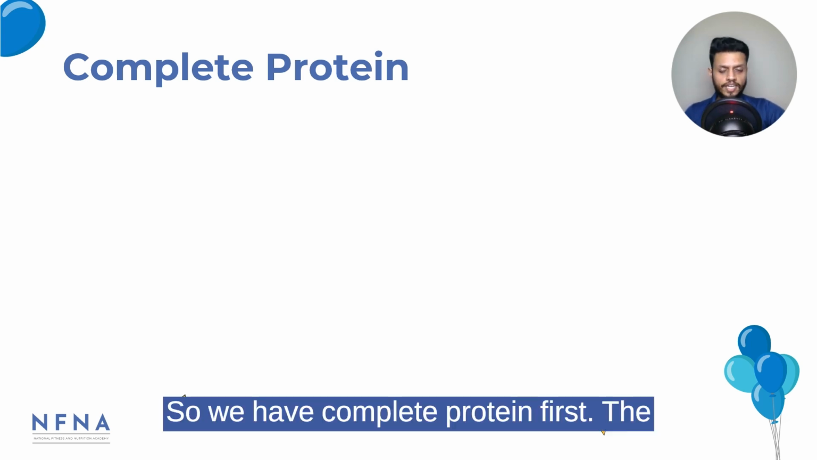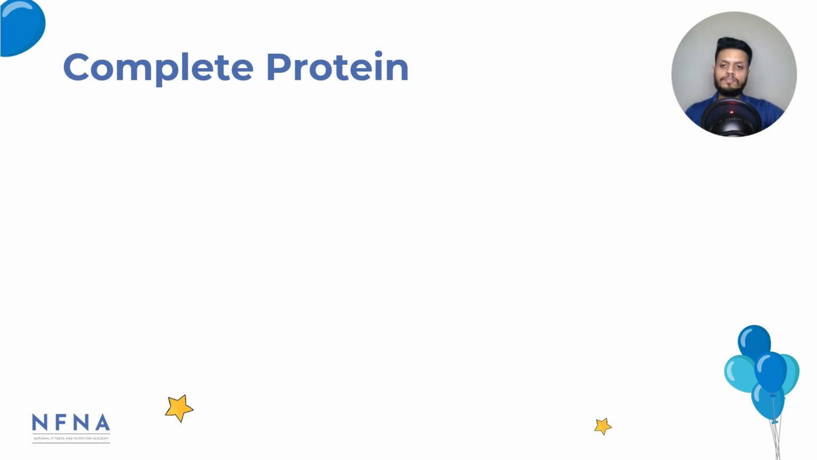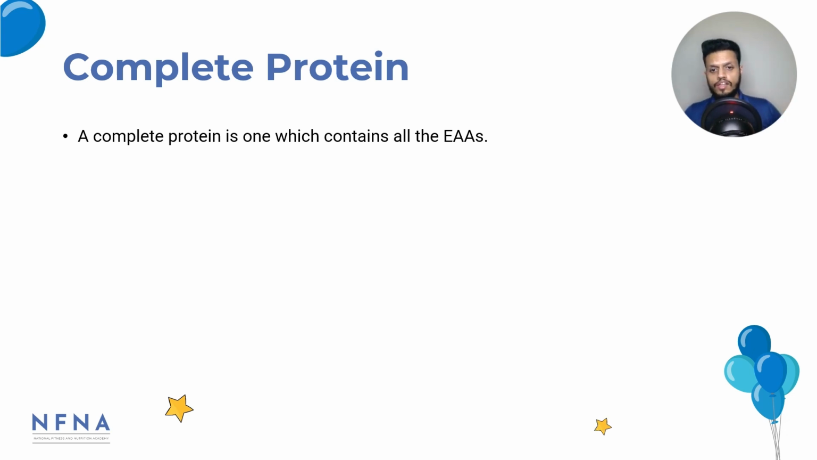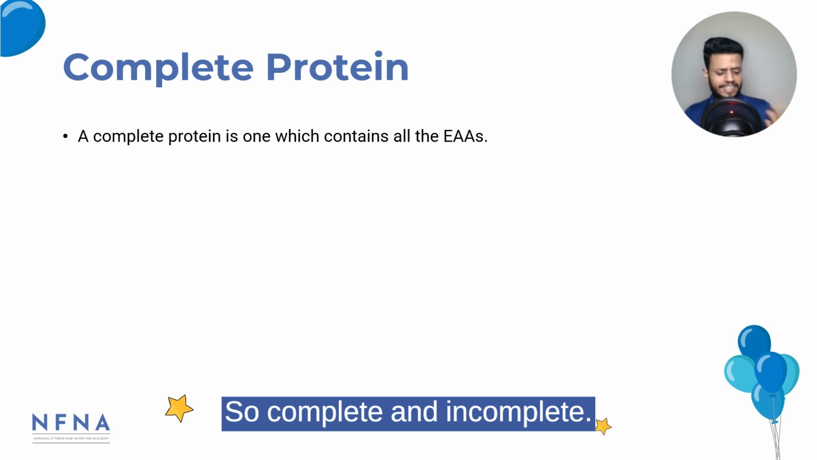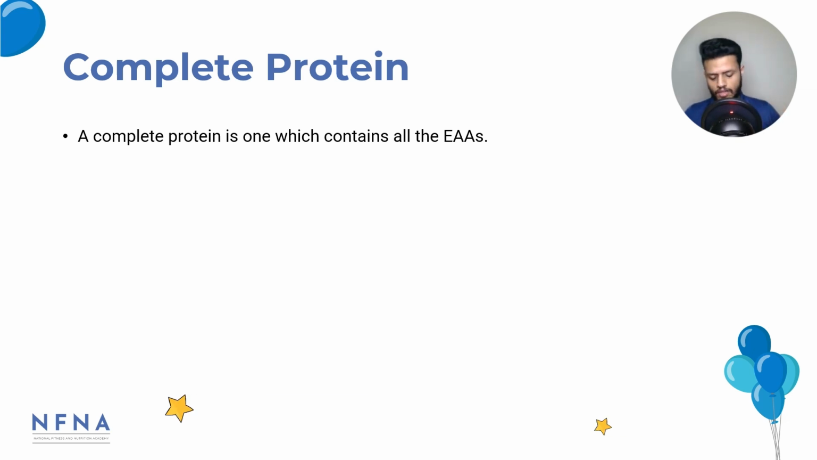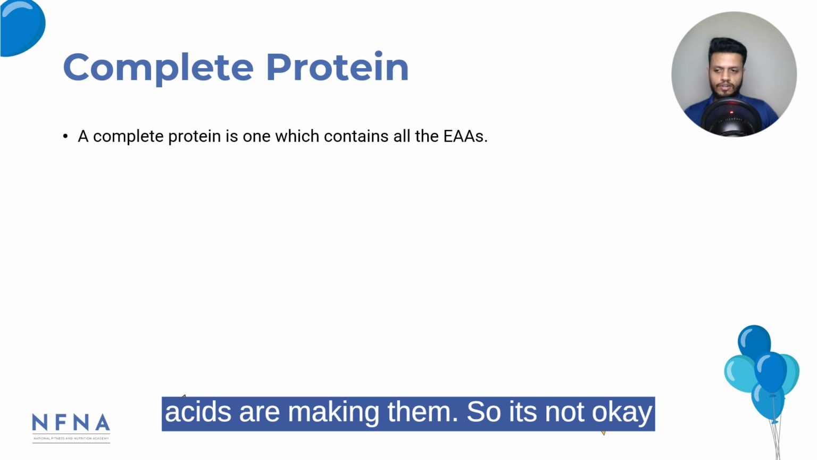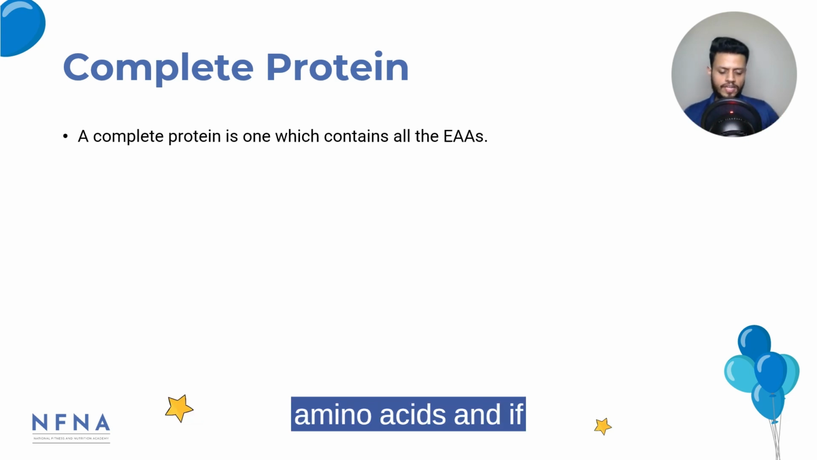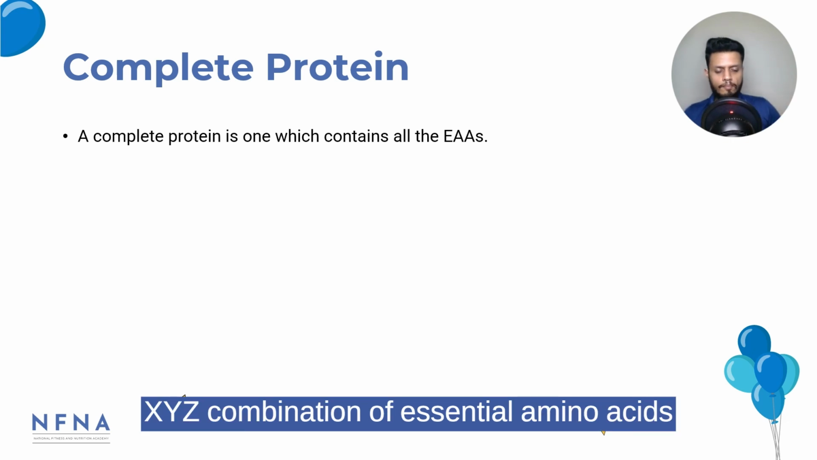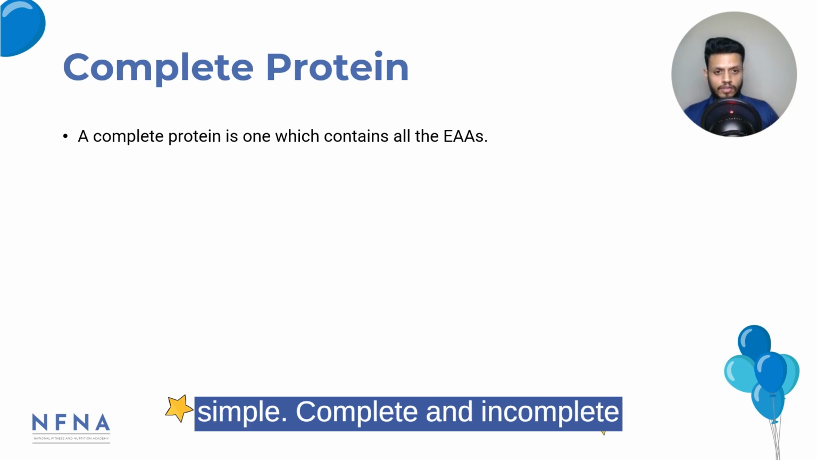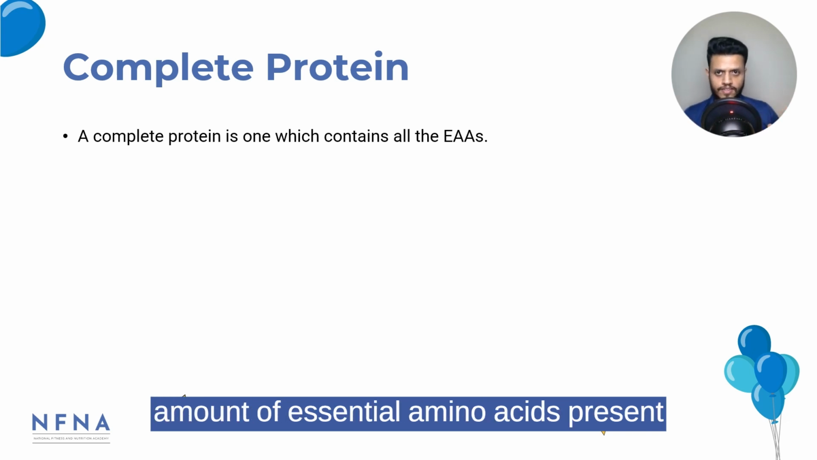So we have complete protein first. The first classification is complete protein. A complete protein is one which contains all of the essential amino acids. The other type is incomplete protein. Complete and incomplete are not classified based on what kinds of amino acids are making them. It's not like if some XYZ combination of essential amino acids makes up the protein, then it's called this category. It is very simple. Complete and incomplete proteins are classified based on the amount of essential amino acids present in them, not the types of essential amino acids present in them.